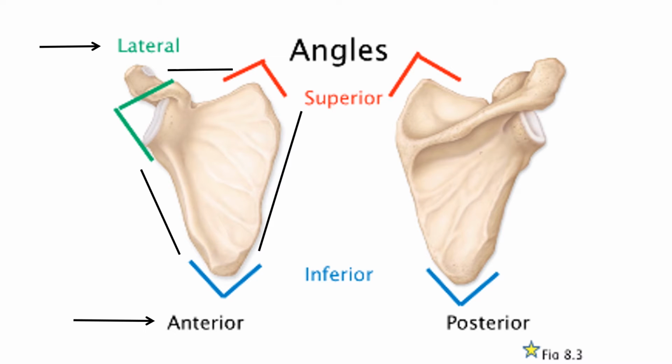The lateral angle, it is a superior angle, and it contains several features. It is the busiest angle of the scapula. It contains the acromion process, the coracoid process, and the glenoid cavity. The glenoid cavity has an articular surface for receiving the humerus, the arm bone. Now, this joint, the scapulohumeral joint, is the point of attachment of the upper limb to the pectoral girdle.